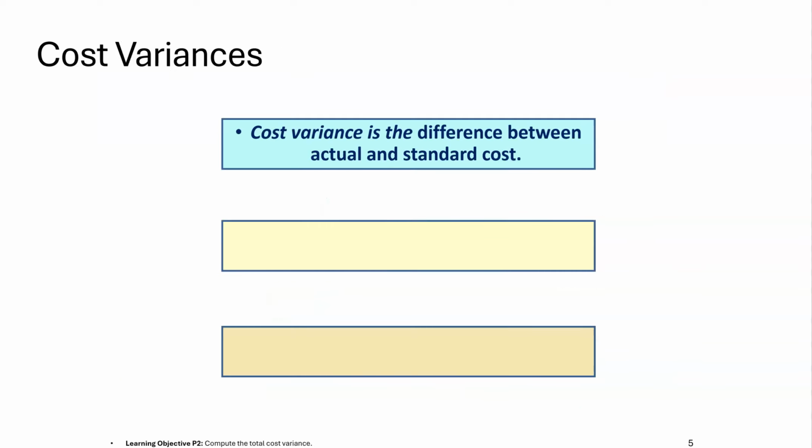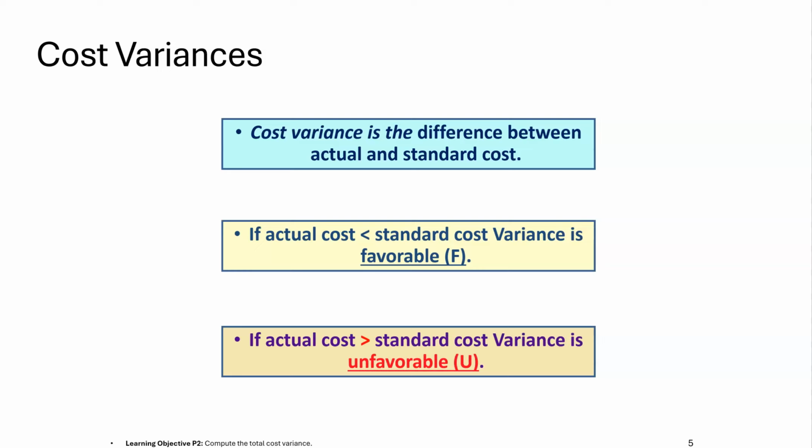Now, we have three different types of variances, and with all of them we're going to look at the same thing. The first is the cost variance, which is the difference between the actual and the standard cost, whether it's material or labor. If the actual cost is less than the standard cost, it's going to be a favorable variance, i.e. we spent less than we thought we were going to. If the actual is greater than the standard cost, then it's going to be unfavorable, because what's happened? We spent more than we expected.